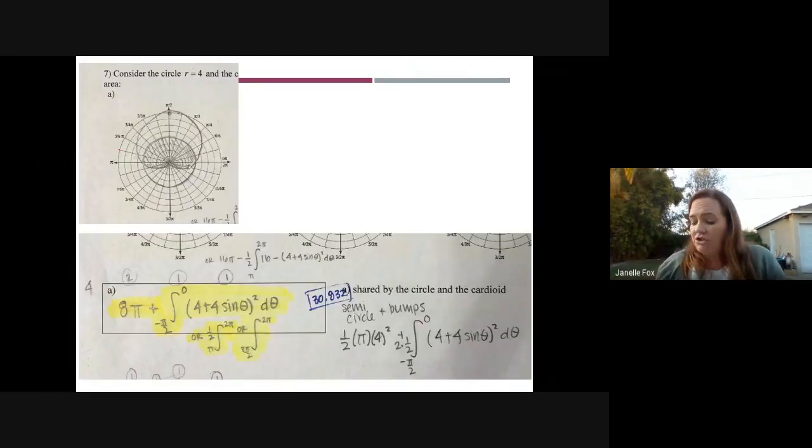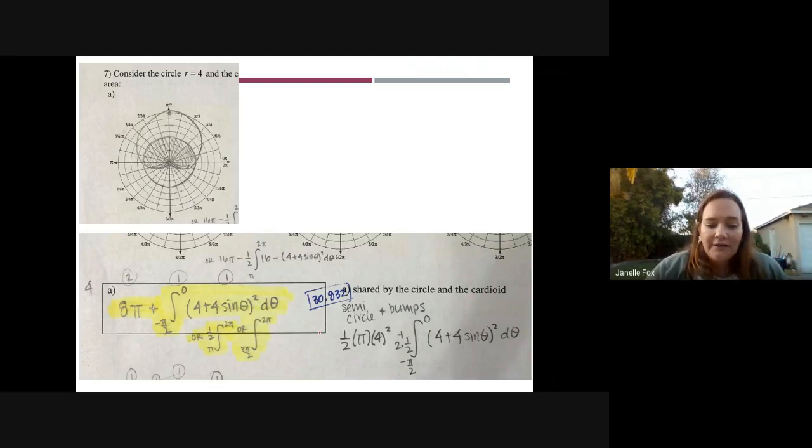Okay, then I asked you to practice the polar areas, okay? And every single one of these is just a teeny little bit different, even though we're starting with the exact same pictures. So there was a circle and a cardioid. Okay, so I just kind of drew those by hand, and then each question was a teeny little bit different. So for part A, it says shared by the circle and the cardioid. There are actually so many different ways that you could get this guy, okay?